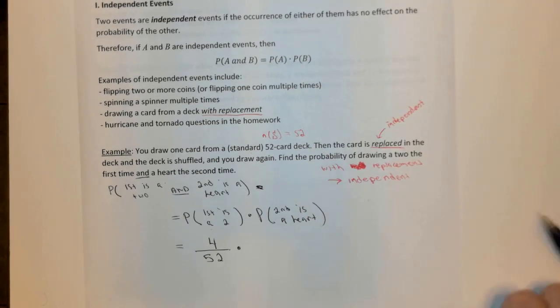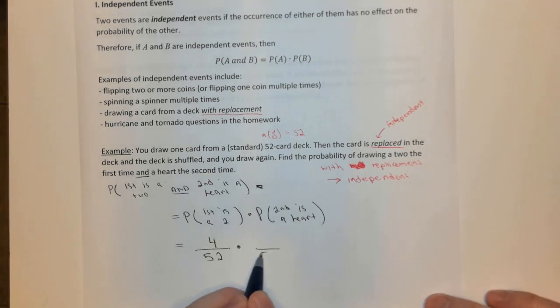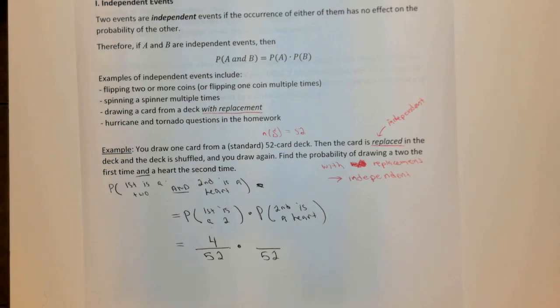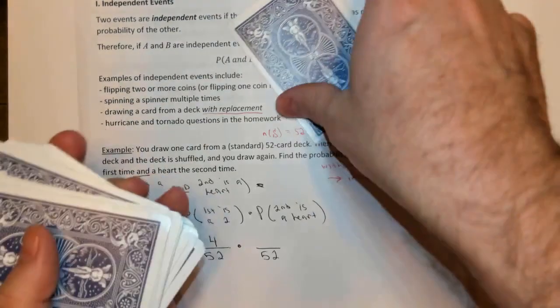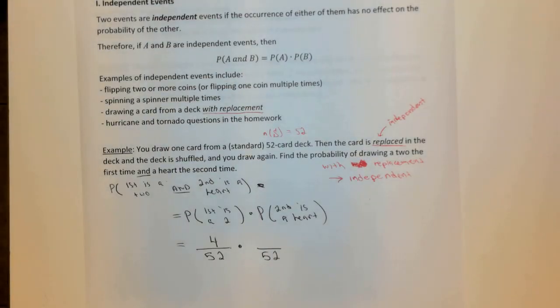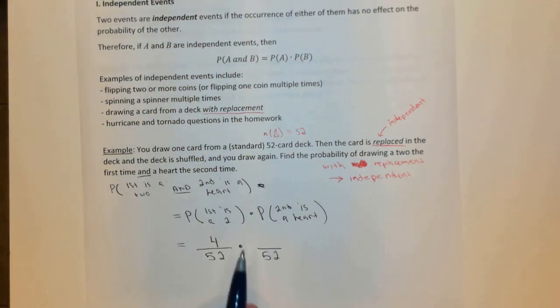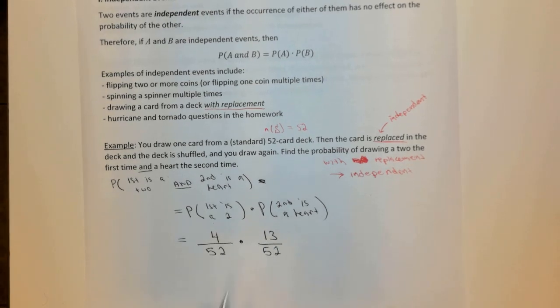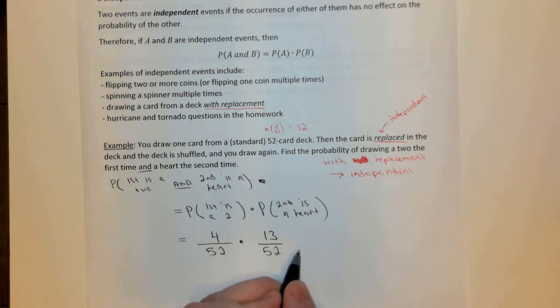Now the question is, the second is a heart. So remember, we still have 52 cards in the deck because I pulled a card out, then I put it right back. We shuffled them up again. Oops, I'm going to have to reshuffle it. And so how many of those cards are a heart? Well, you should remember that there are 13 hearts in a deck. In fact, there's 13 of every suit.